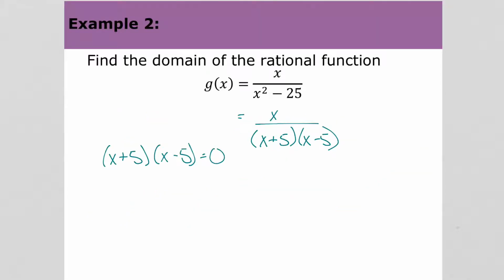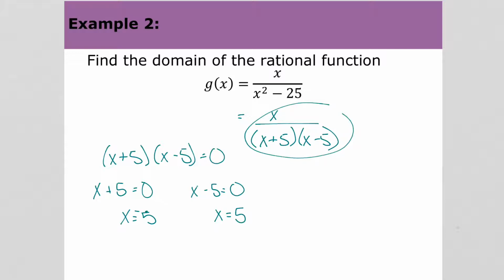Okay, back to example 2. Set both of these equal to 0. So something's happening at both x equals negative 5 and x equals 5. And since nothing canceled out in our function, both of those are asymptotes. So when you graph this, you're going to end up with an asymptote at negative 5 and 5.